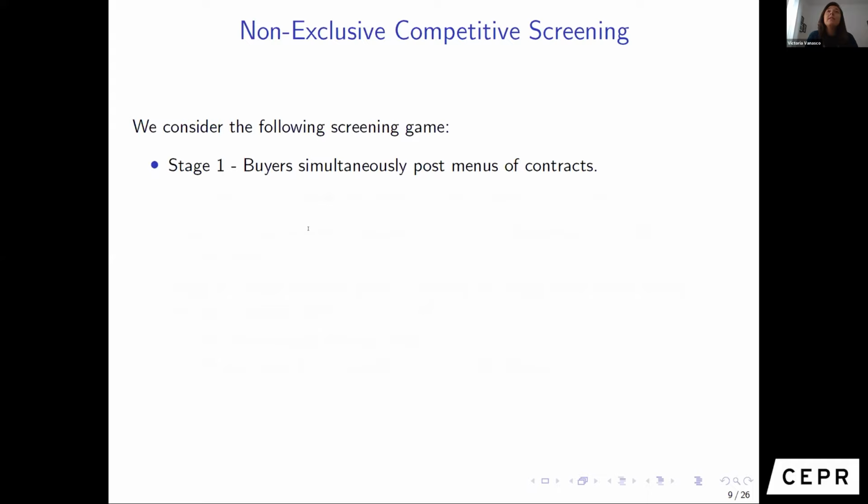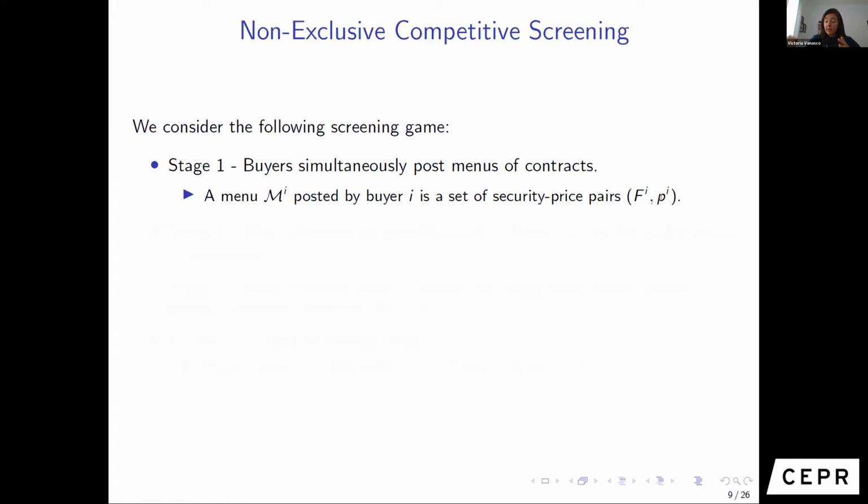Okay, so now let me get into the way the market actually operates. We're going to consider the following screening game. There's a first stage in which buyers simultaneously post menus of contracts. What does this mean? A menu M_i, posted by buyer i, is a set of security-price pairs: this security at this particular price. So a menu could have lots of securities and their corresponding prices.